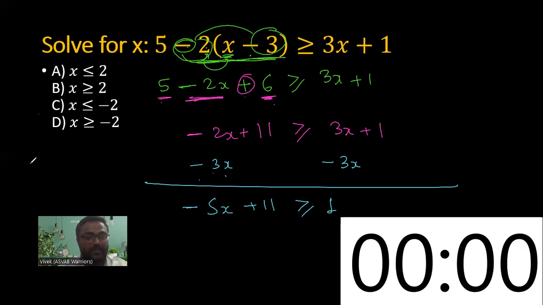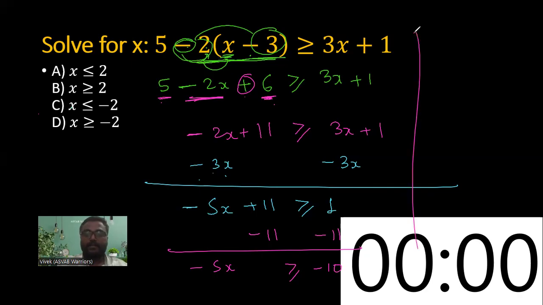Now, what will I do? Because there is 11 over here, I'll subtract 11 from both ends. What do we have? So I have negative 5x plus 11 minus 11 is 0, greater than or equal to 1 minus 11. 1 minus 11 is negative 10. Now, I'll just take it over here.